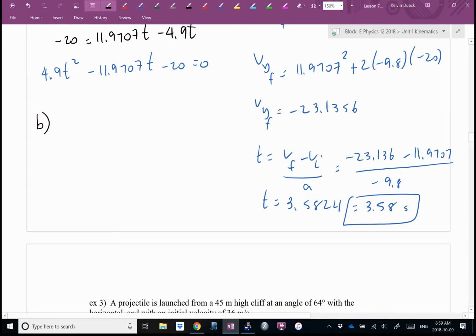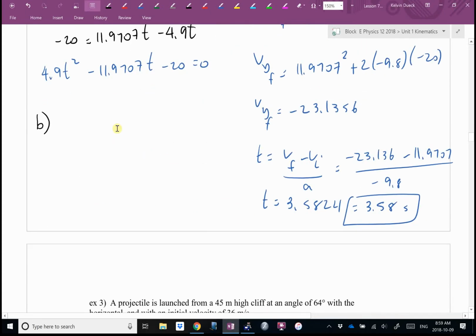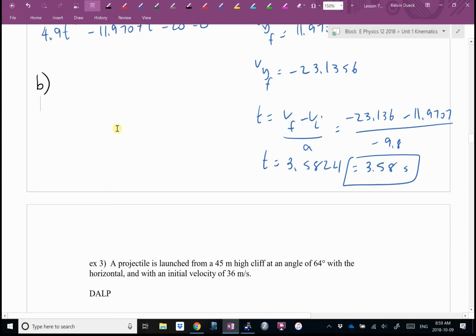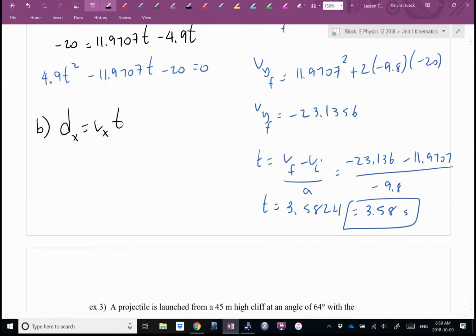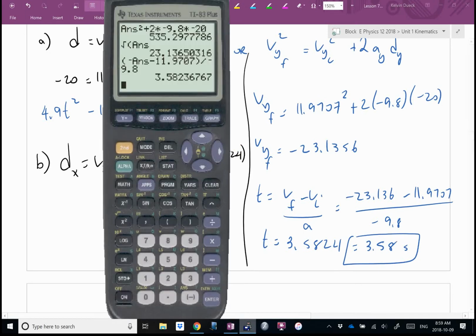I got room to do B right here, or the part 2. It said find the, yeah, B. Find the range. Okay. dx equals vxt. What happened to the half at squared horizontally? What's the acceleration, Ryan? Think carefully. What's the horizontal acceleration? 0. Good. Vx, I have no idea what it was. It was 32.8892. Time, all right, 3.5824. Although I'll probably use my answer button.